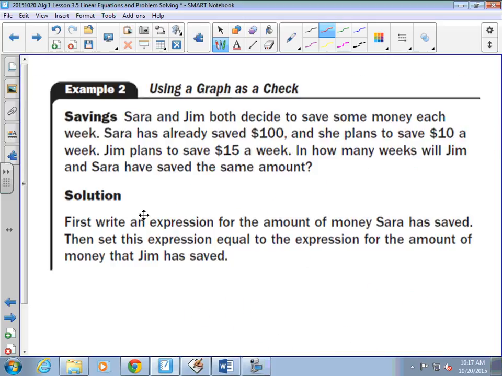Number 2 is using a graph as a check. Sarah and Jim both decide to save money each week. Sarah has already saved $100, and she plans to save $10 a week, or $10 per week. Jim plans to save $15 a week. In how many weeks will Jim and Sarah have the same amount?